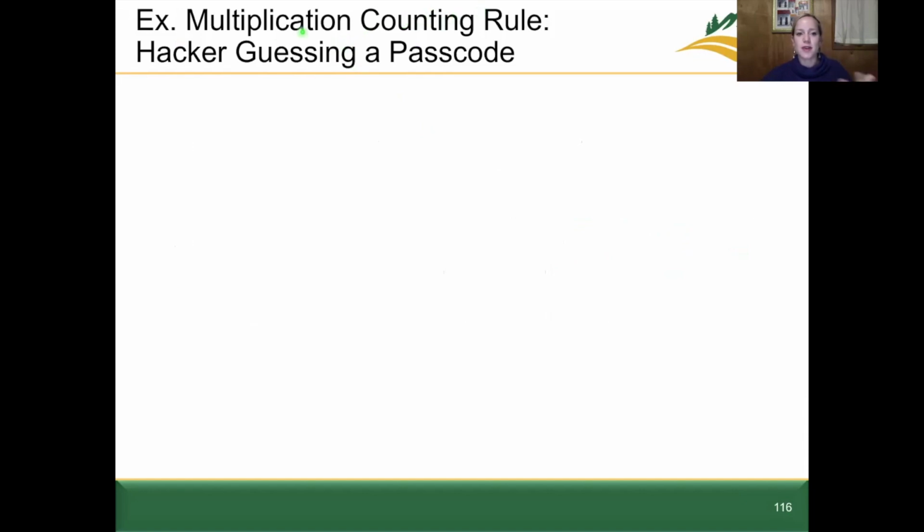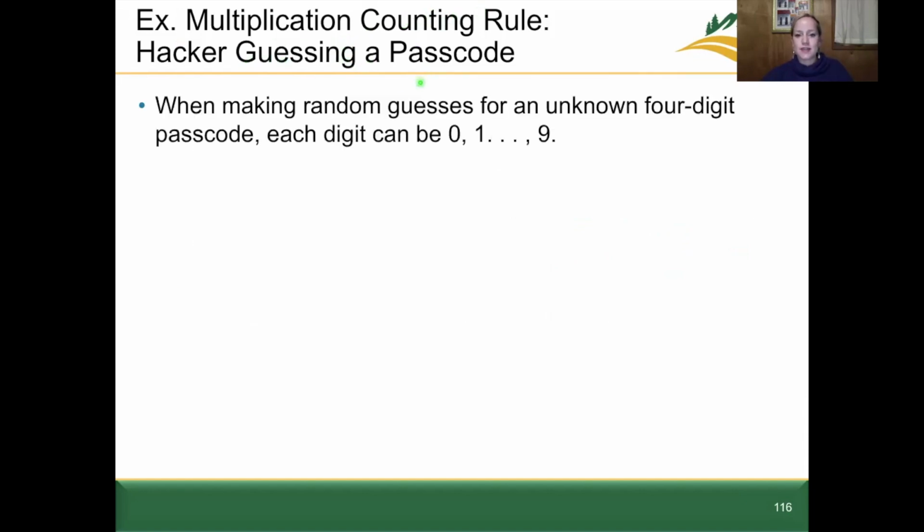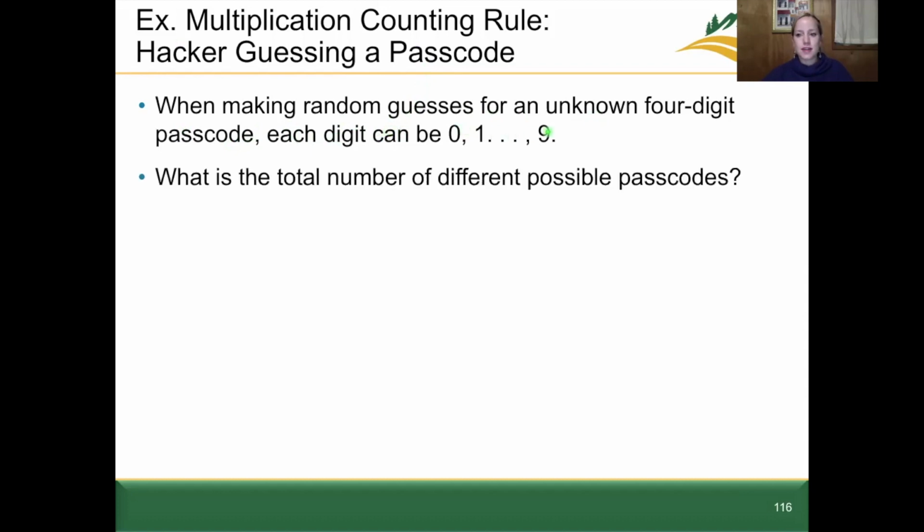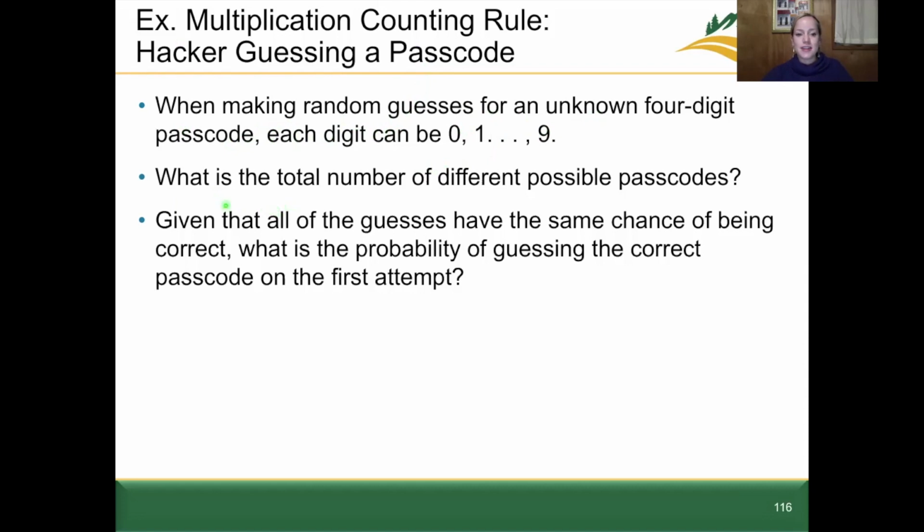We're going to apply this to a hacker guessing a passcode. In the scenario, when making random guesses for an unknown 4-digit passcode, each digit can be 0, 1, 2, up through 9. Now we're asked, what is the total number of different possible passcodes given this information? Well, given that all the guesses have the same chance of being correct, what is the probability of guessing the correct passcode on the first attempt? Well, to solve this, we're going to need to figure out all the possible attempts, but we definitely don't want to list all of these out.